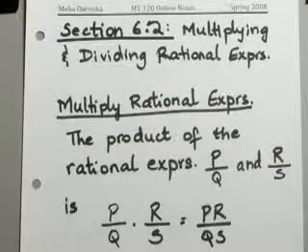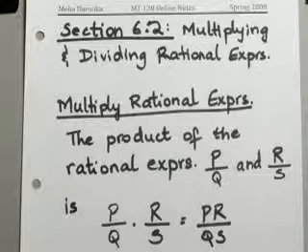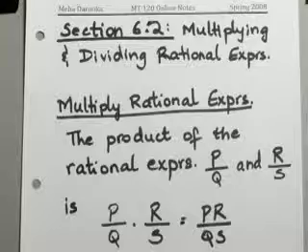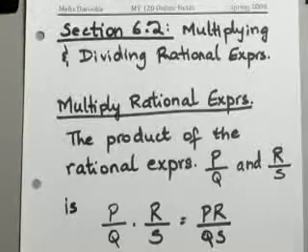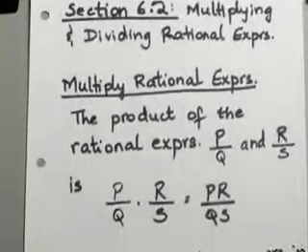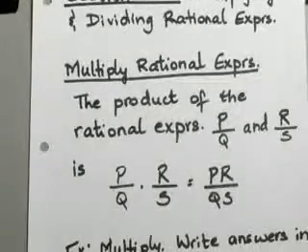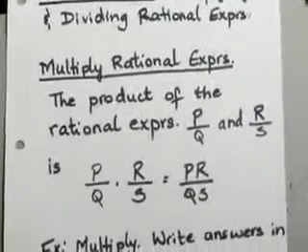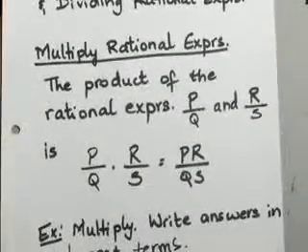Now in the last section we had talked about how to write expressions in lowest terms, and we looked at how to write equivalent forms. Now we are going to look at how to multiply rational expressions. That's the first thing we're going to talk about. So let's go ahead and start with multiplying rational expressions.